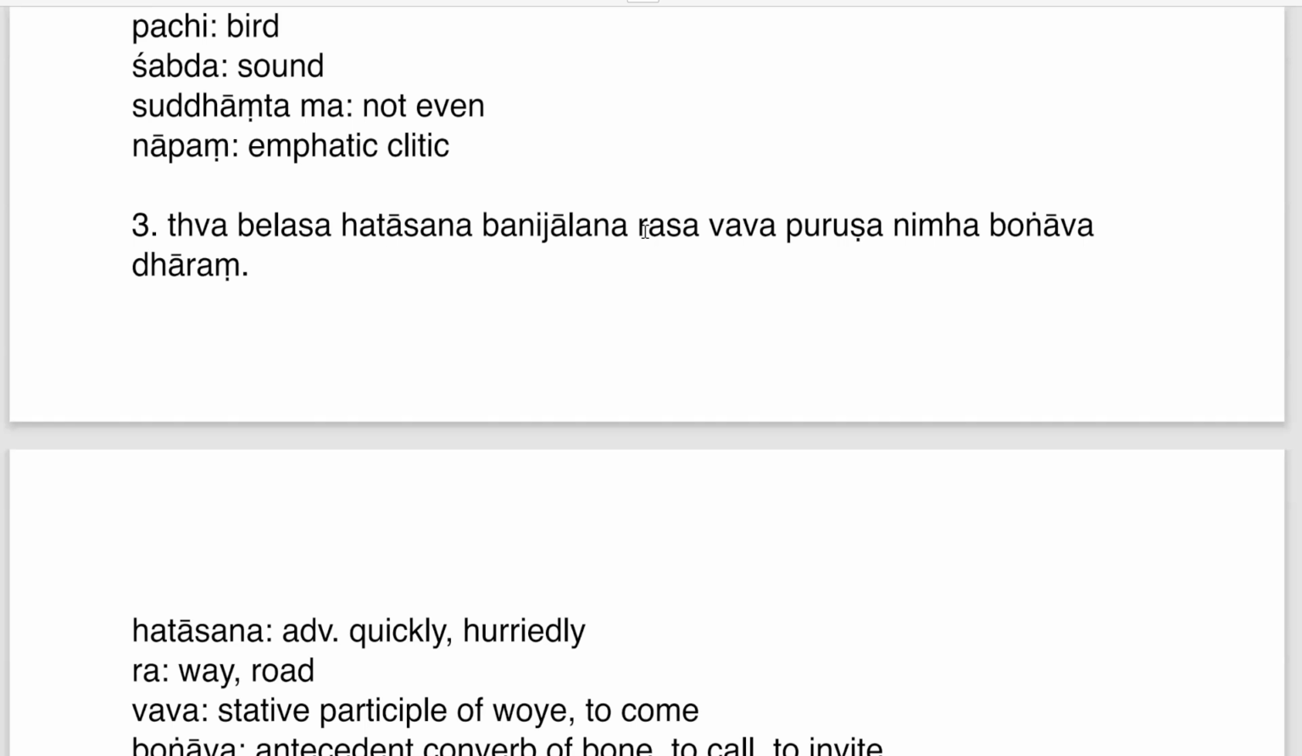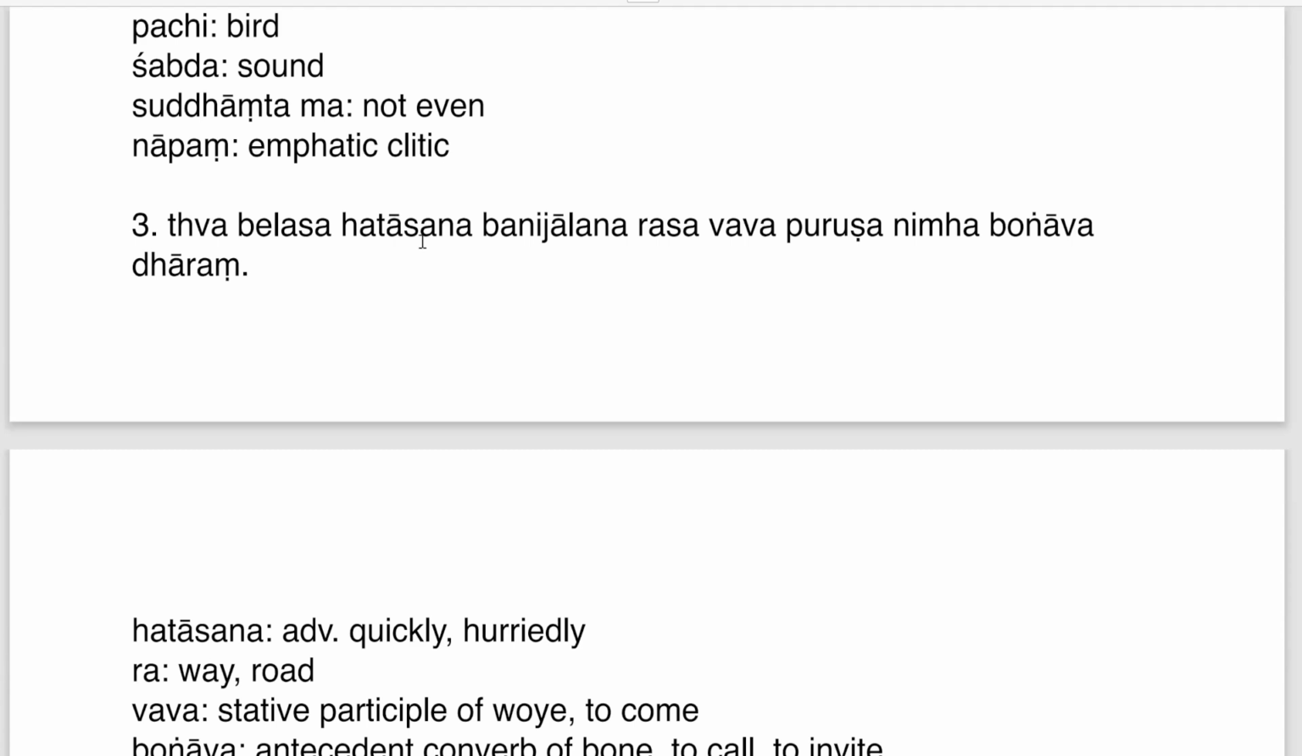Here ra is road, and it's also written as ra. Last time we saw that it can be either long or short. So ra, the way, and sa is the locative case ending. So on the road, two persons who came on the road. And ni is two, ma is the classifier for animate nouns. This bongavo is the antecedent converb of bone, to call. So here we just say he called two persons and spoke to them.